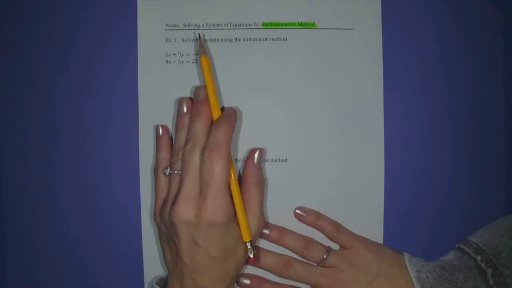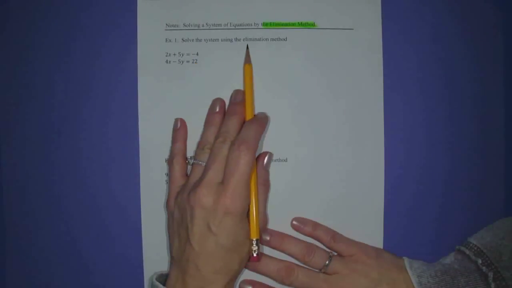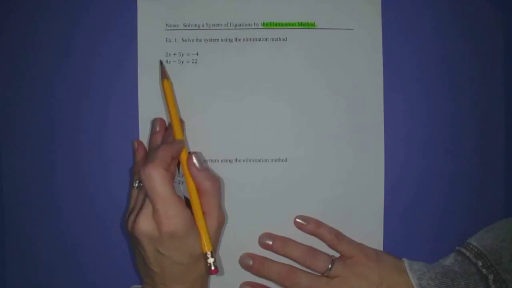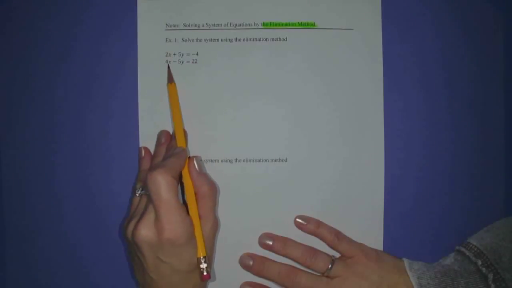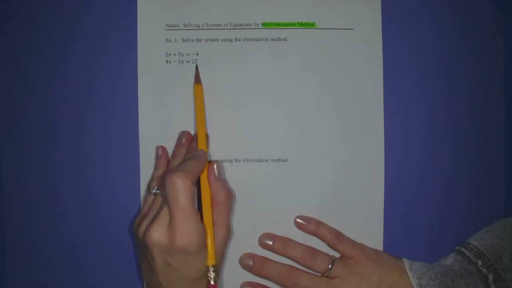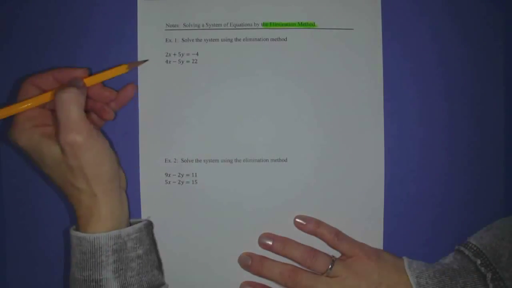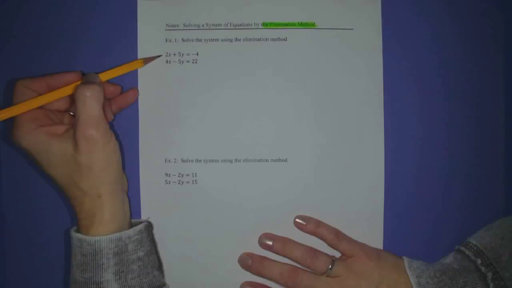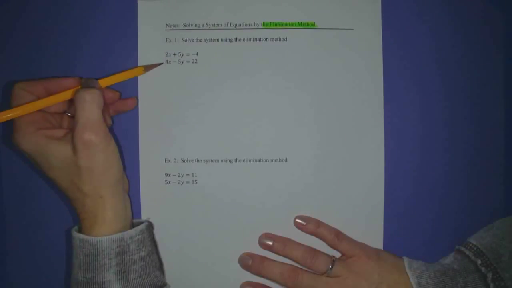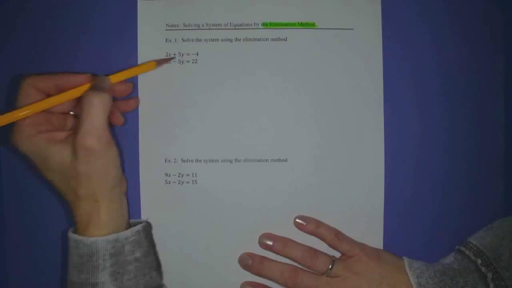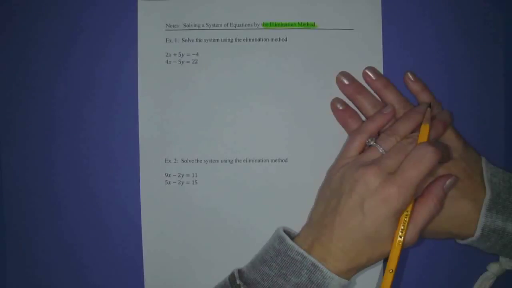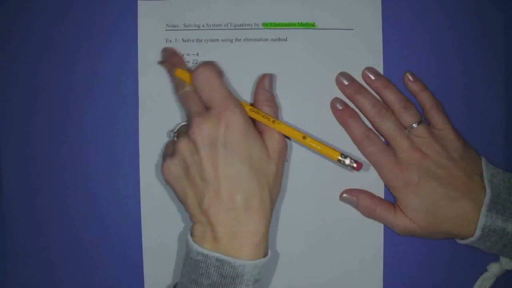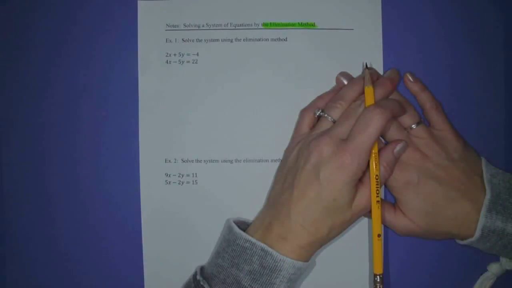So example 1 says solve the system using the elimination method. And here's my system. 2x plus 5y equals negative 4. 4x minus 5y equals 22. I want you to think about this question. What form of a linear equation are both of these equations in? What form? You can pause the video and come back. Think about it. What form are both of these equations in?